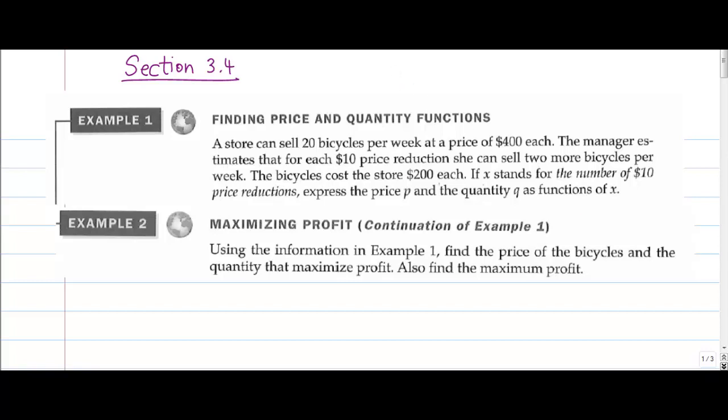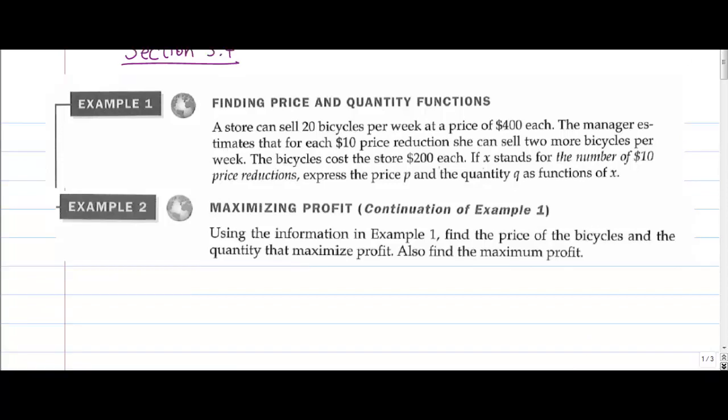Hello, let's begin with section 3.4. If you look in your notes, it says we're going to review examples 1 through 4 in your book. So this is on page 221 in your book. Examples 1 and 2 are tied together, so I will look at those examples together.